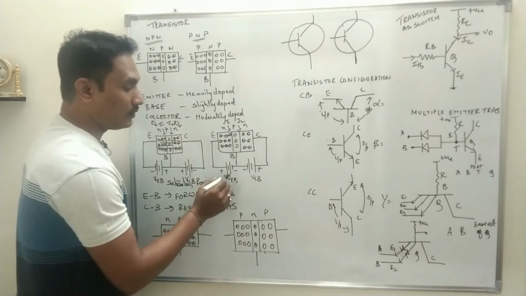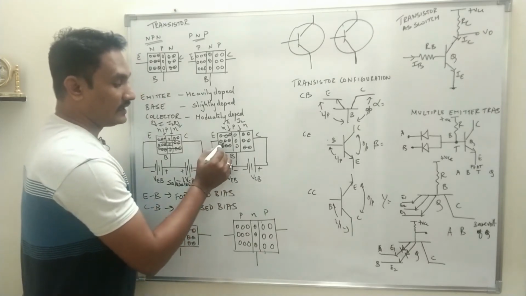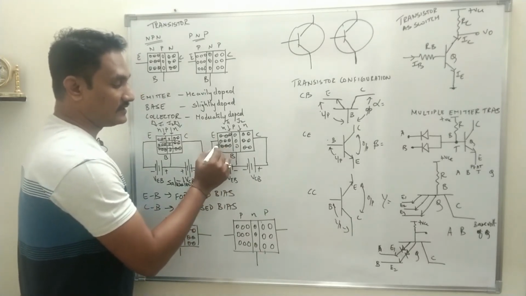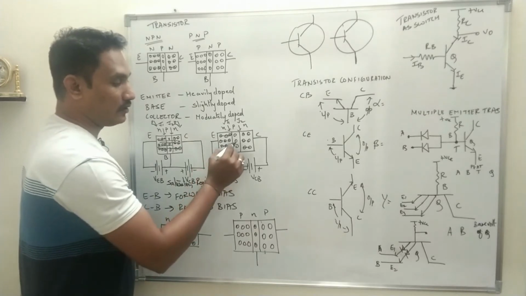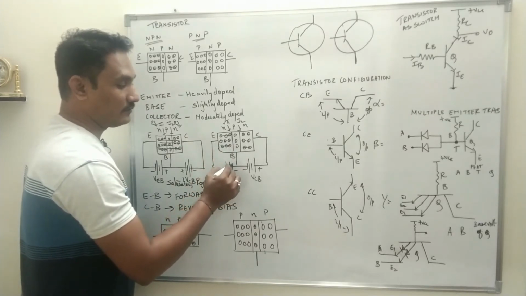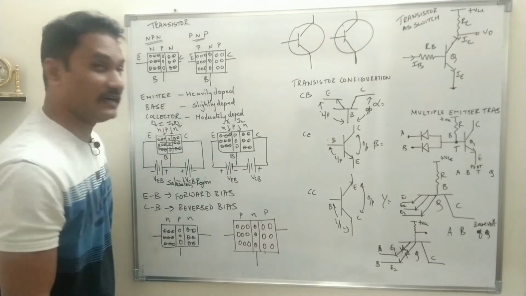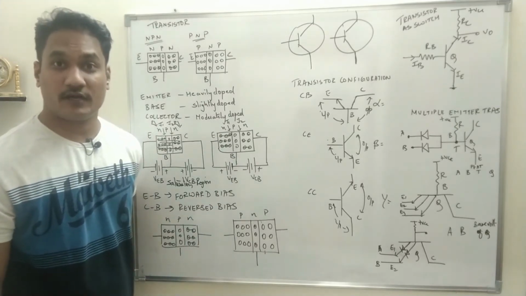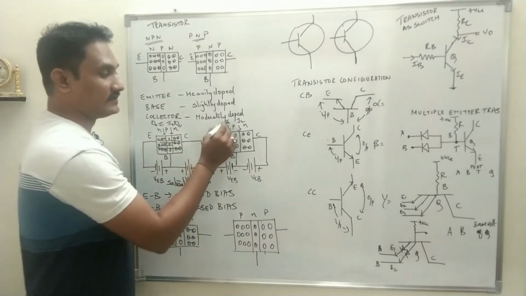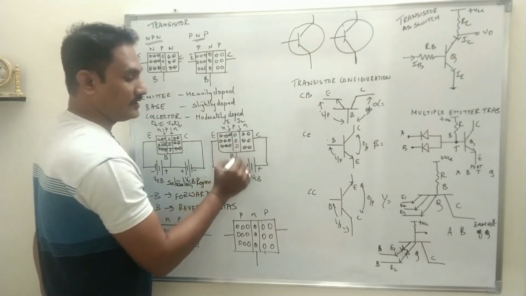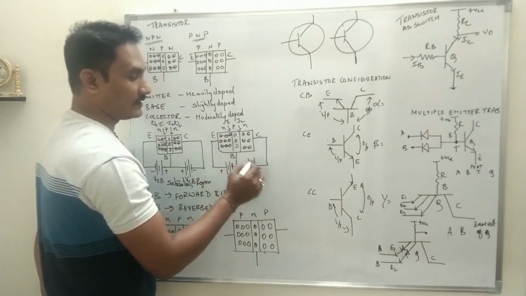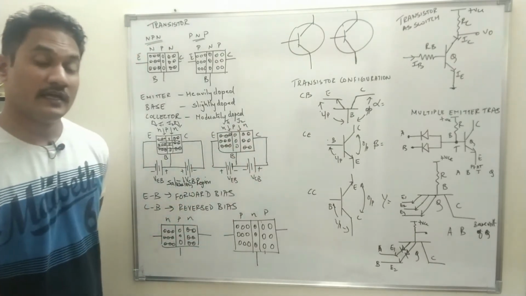So now what we have done is, electrons, that means the N region, is connected to the positive terminal, and holes are connected to the negative terminal. So we have reverse biased the junction, opposite polarity is connected. So J1 is reverse biased. Similarly, J2: P connected to negative, N connected to positive. So J2 also is reverse biased.